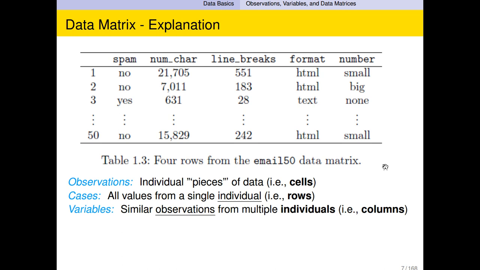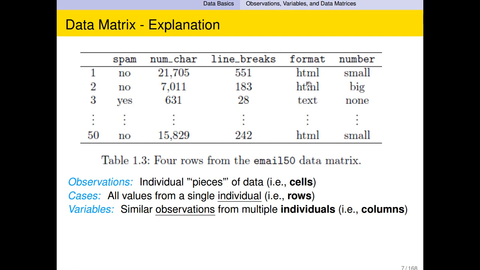Okay, the variables are similar observations from multiple individuals. Now, a column is a variable, a row is a case or an individual or a subject or something like that. So a variable cuts across all individuals. So there's a format recorded for each of the 50 emails. There are 50 individuals or 50 cases, 50 emails. And so for instance, we know the format of each email. So the format is a variable. It is something that can vary between individuals.